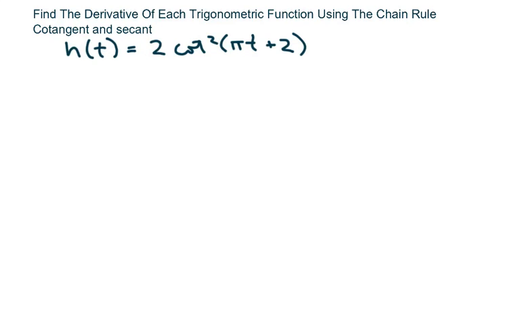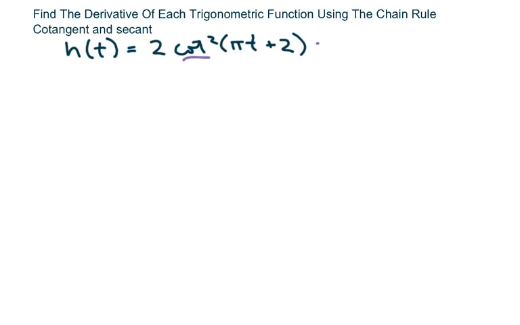Hi everyone. We're going to find the derivative of each trigonometric function using the chain rule. The first one involves cotangent, and the second one on the second slide is going to involve secant.